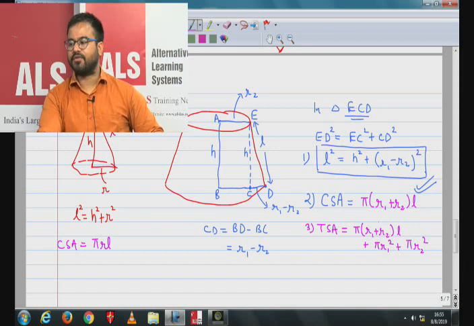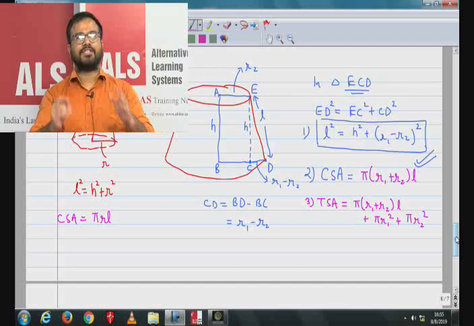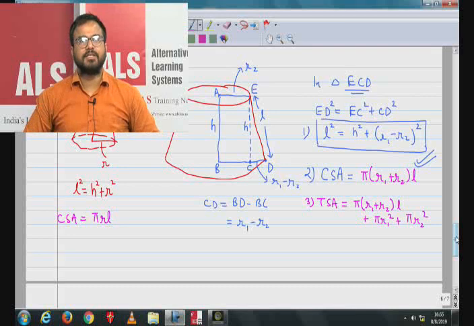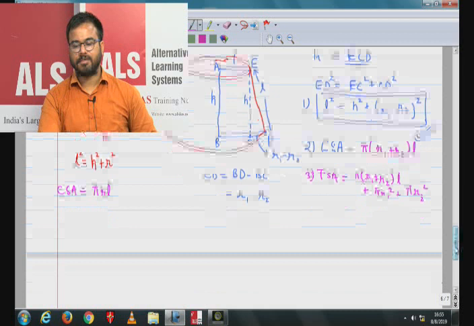Yes, the trigonometry formula. Yes, Itanagar. And the third one, the derivations for these formulas are also there, but it is not in our syllabus, so we can just learn the formulas only.